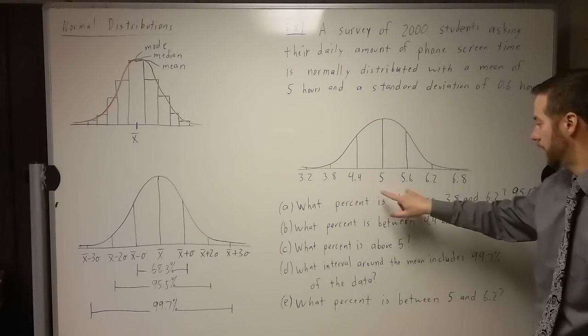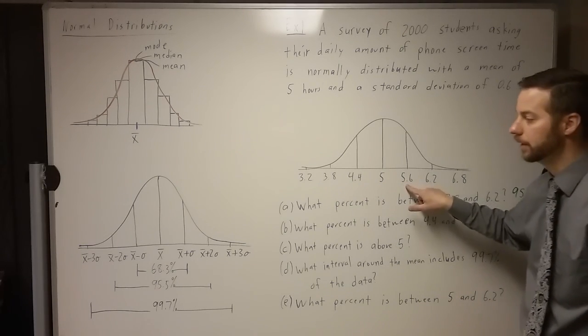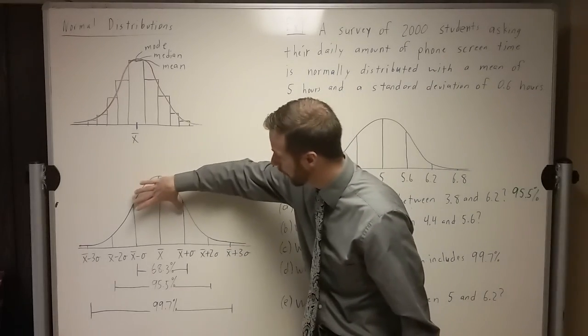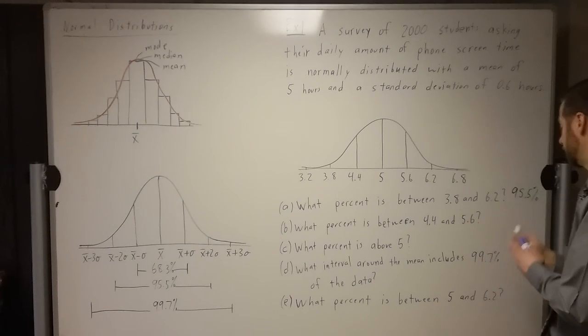Now, what percent is between 4.4 and 5.6? All right, so now we're there and there. This is 1 standard deviation, both directions from the mean. So from what we found over here, if you go 1 standard deviation both directions from the mean, that's 68.3% of the data.